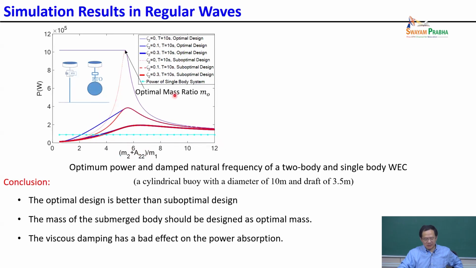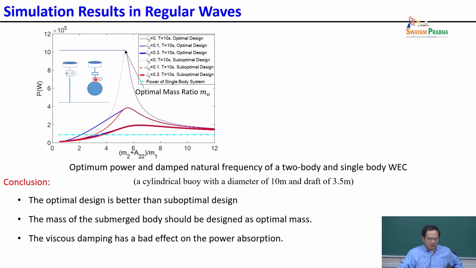This is just one case study, and my impression is that it is a 10 meter buoy with a draft of 3.5 meters. That is the simulation result. If you have a one body system like that, you can optimize the K and optimize the P. You can have this baseline.